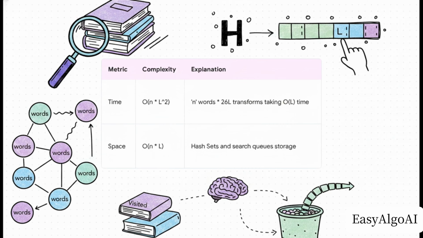For up to n words, we're checking 26 letters across L positions. That takes L steps. And then, hashing that newly generated word to check our hash set takes another L time. Hence, L times L, which gives us that L squared factor. As for space, it's O(n times L) because we need to store our dictionary and our visited nodes in memory.